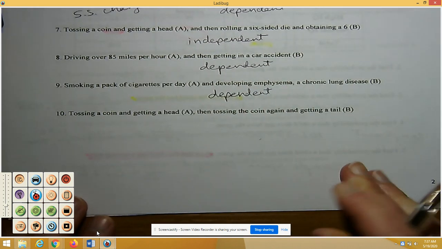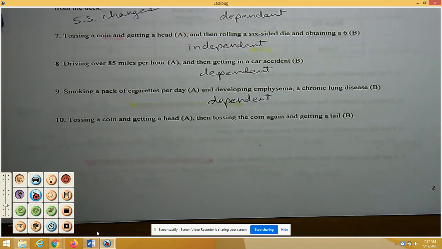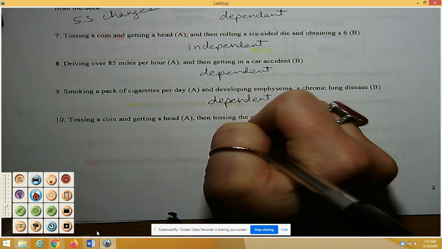Juul smoking also does that. All right, and number 10, tossing a coin and getting a head, and then tossing a coin again and getting a tail. Well, each time you toss a coin does not affect the other, so these are actually independent.